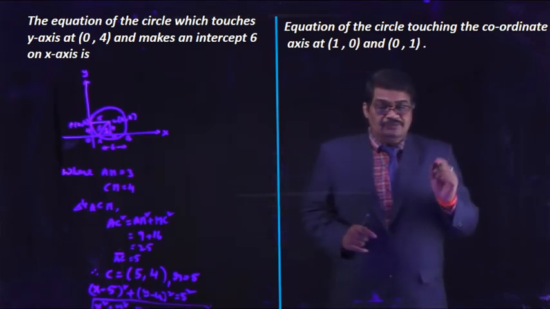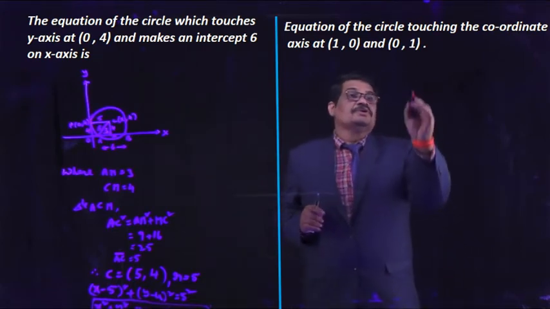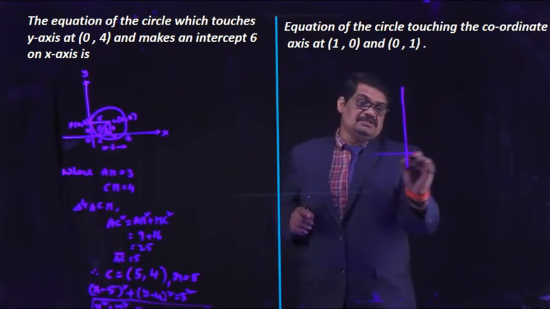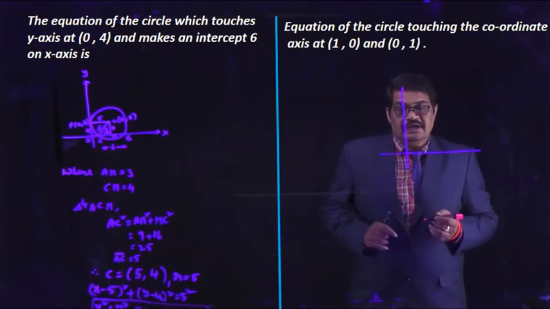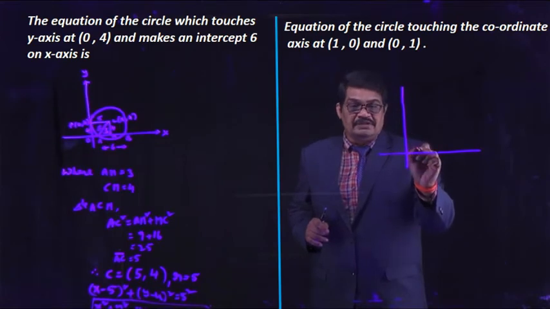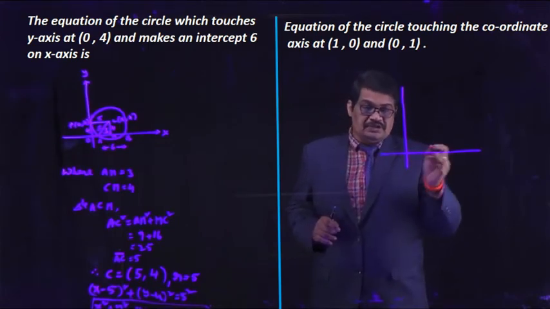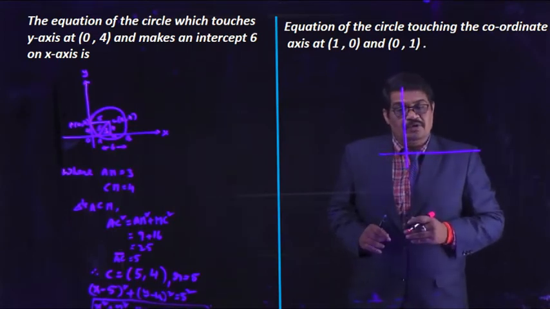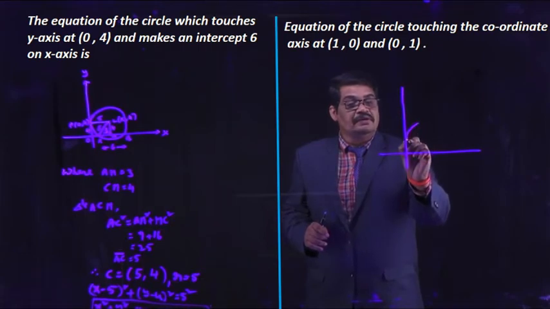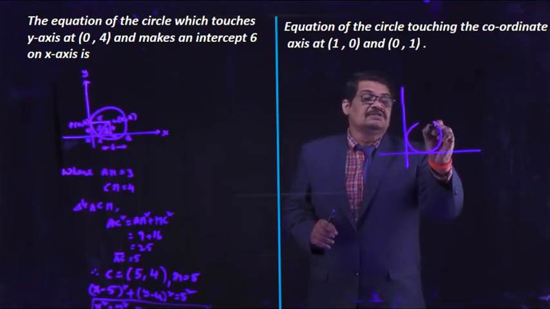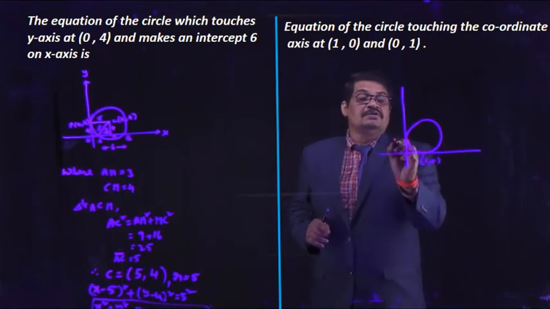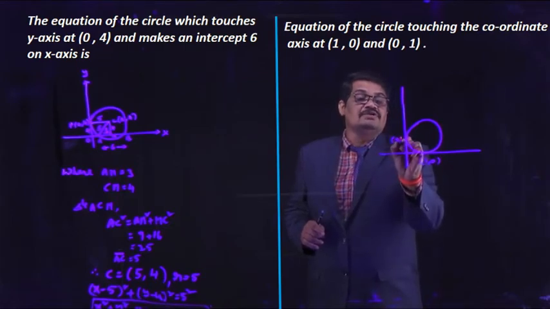The required circle touches both the coordinate axis. See the diagram. This is the x-axis and this is the y-axis. The required circle touches both the coordinate axis at these 2 points. So one point is (1, 0), that is on the x-axis, and another point is (0, 1), that is on the y-axis. Look at the diagram. This is the given circle. The circle touches the x-axis at the point (1, 0) and the y-axis at the point (0, 1).